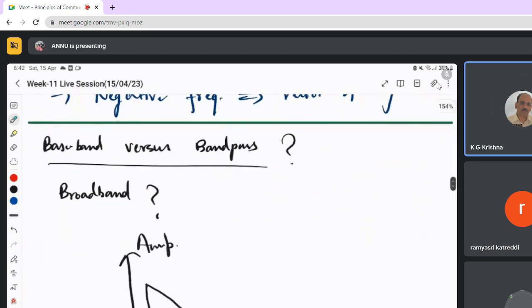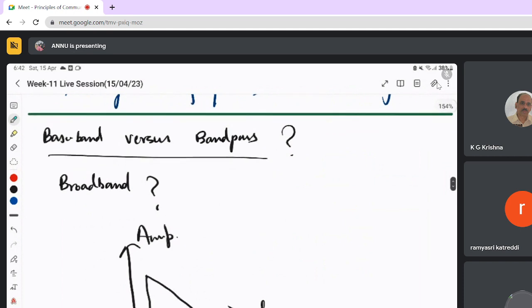Yeah. So the next topic was baseband versus band pass. KG Krishnan sir asked this question. So I will let you know what is your understanding till now.